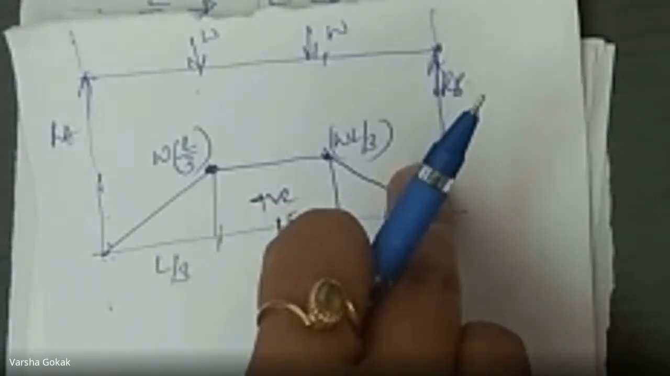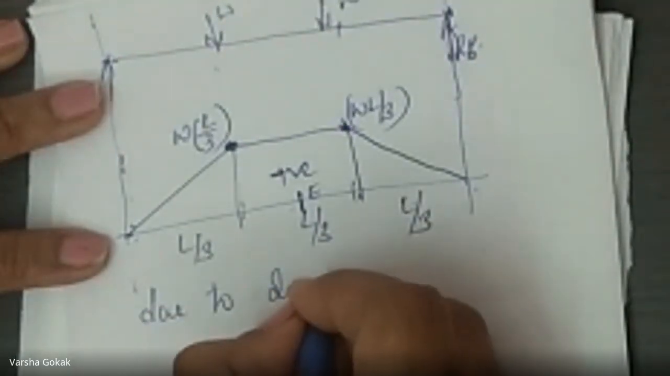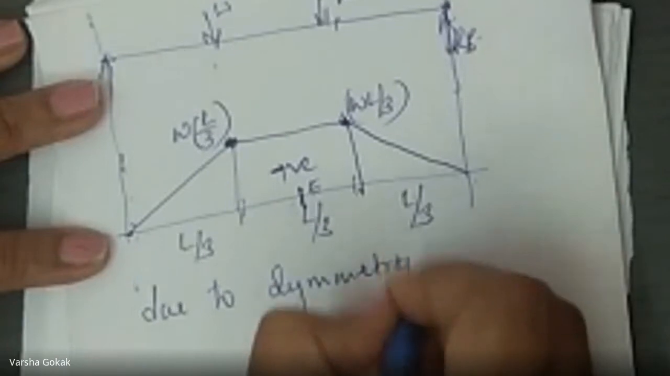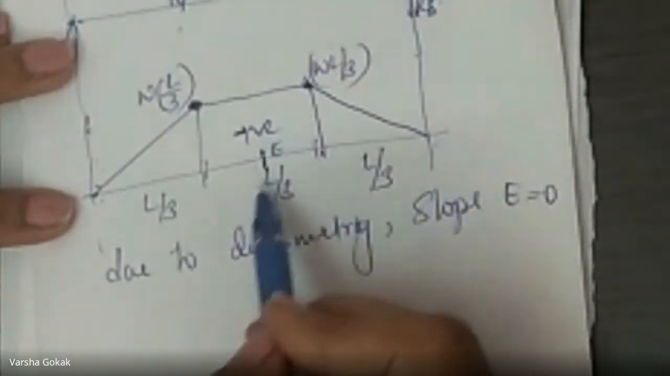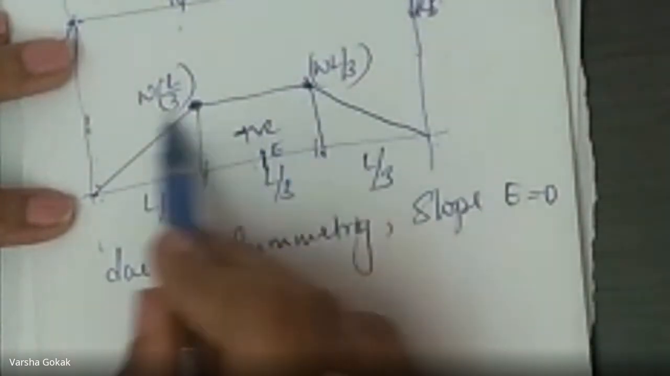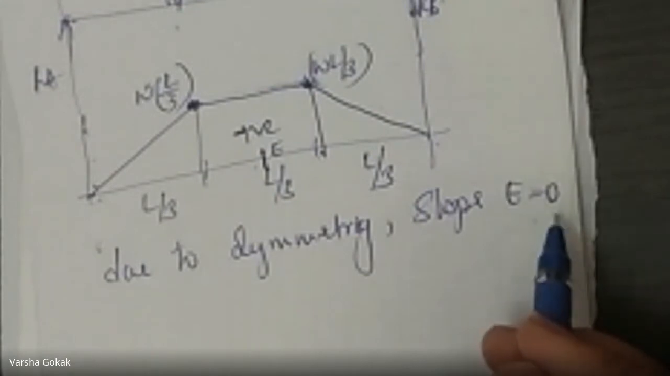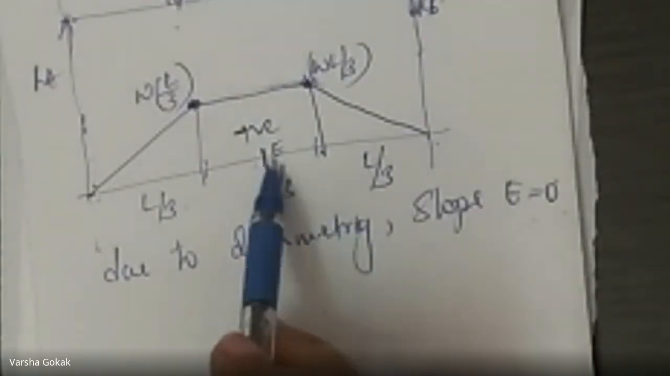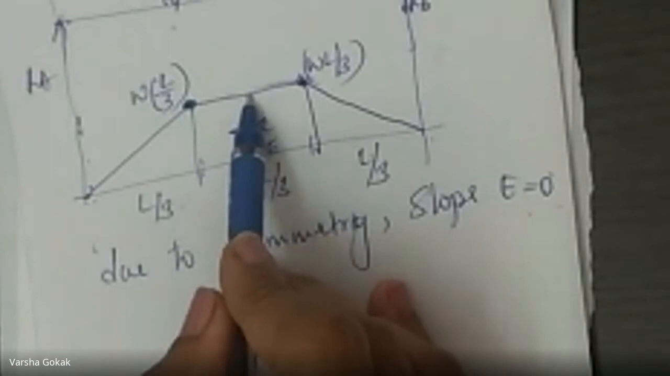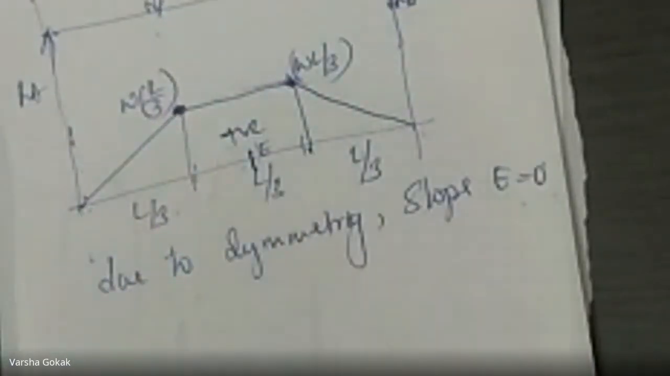Then due to symmetry, we know that the slope at E is going to be 0. So due to the symmetrical figure, slope at E is considered as 0 at this point because it is symmetrical. I can't draw a tangent to this. This is the horizontal line. So slope is 0. So once we get to know that the slope is 0, then it is convenient for us to find the rotations and deflections with respect to this point. Because this is 0, now I will find the rotation at this point and deflection at this point with respect to the point E only.